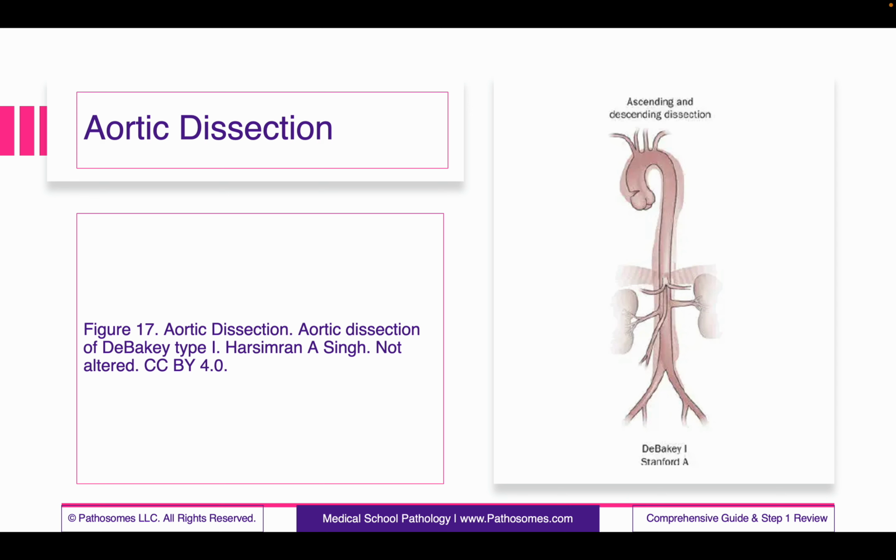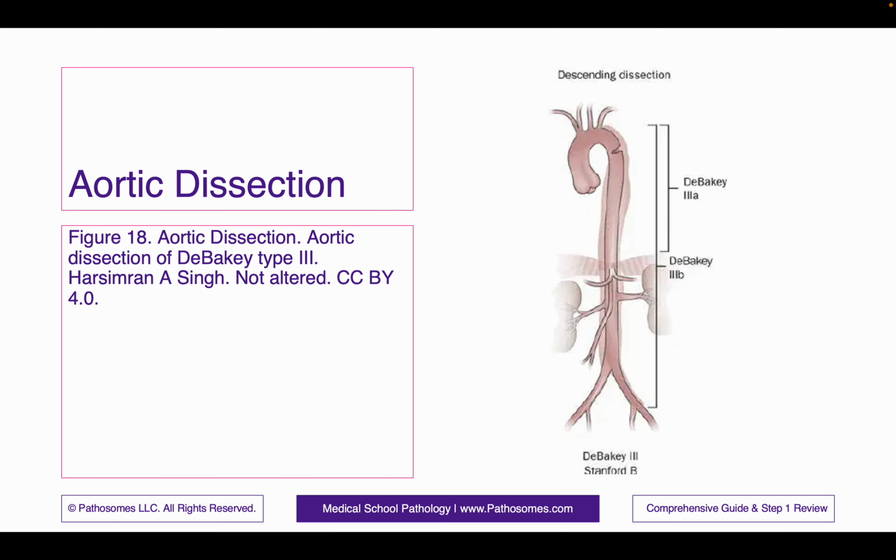Here's a cartoon representation of an ascending and descending dissection, hence the DeBakey 1 or Stanford A type. And again, a cartoon representation of a Stanford B or DeBakey 3 type of descending dissection. Note where DeBakey 3A and 3B take place.